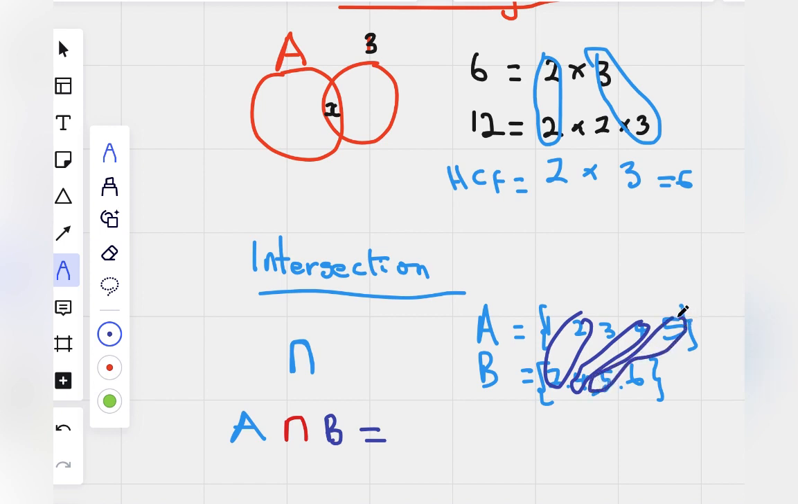These overlaps are called the intersection. What is common to both sets? 2, 4, and 5. 2, 4, and 5 is the overlap, is the intersection. Okay, so they will always ask us to recognize or to determine the intersection. What's common to both sets?